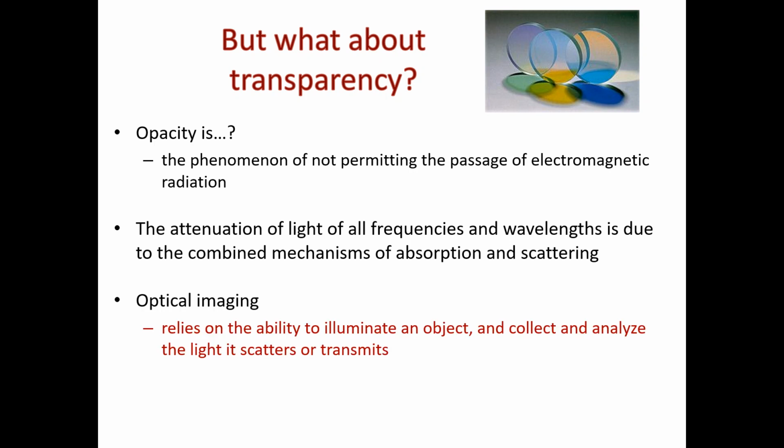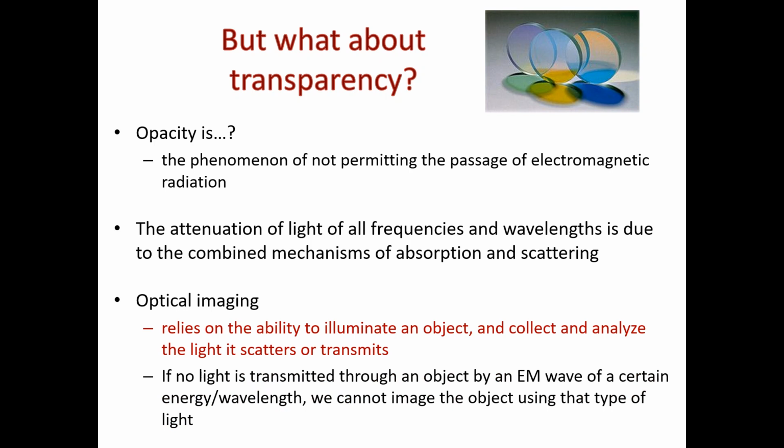Okay? So optical imaging relies on the ability to illuminate some object and collect and analyze the light it scatters or transmits. If no light is transmitted through an object by whatever electromagnetic wave of a certain energy and wavelength, we cannot image that object with that type of light. I use electromagnetic wave and light interchangeably, though light typically refers to just the visible spectrum of the electromagnetic waves.